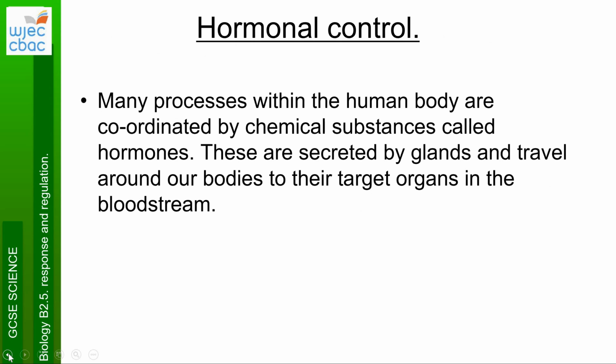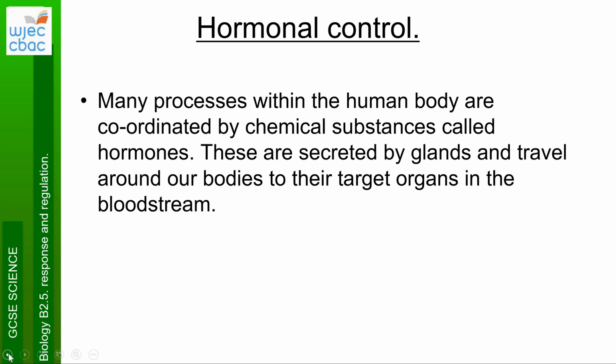Now, some of these things are controlled by chemicals in the body called hormones. So many processes within the body are coordinated by hormones. These are secreted or released by glands within the body, and then they will travel around the body in your blood to their target organ. So with the examples that we've just talked about, your blood glucose level is controlled by hormones, as is your water level. We'll talk about what happens with temperature in the next lesson.